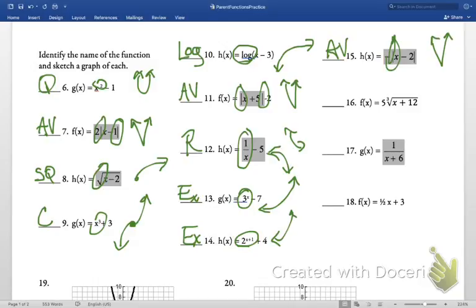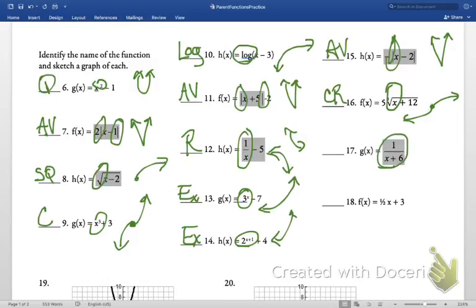Okay. 16, I have a radical, but there's a 3 with it. The 3 makes it a cube root. Cube root goes sideways. It's like a cube function going sideways. A little crazy to draw.